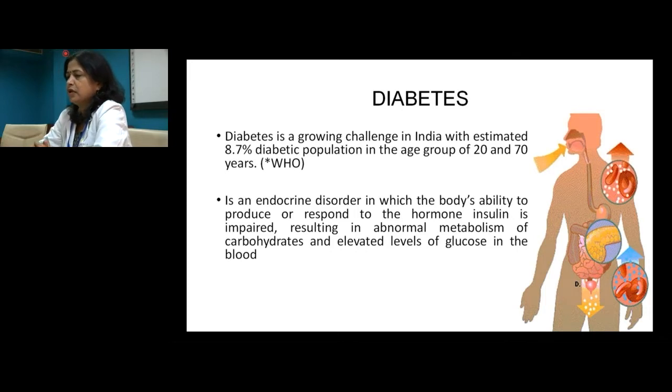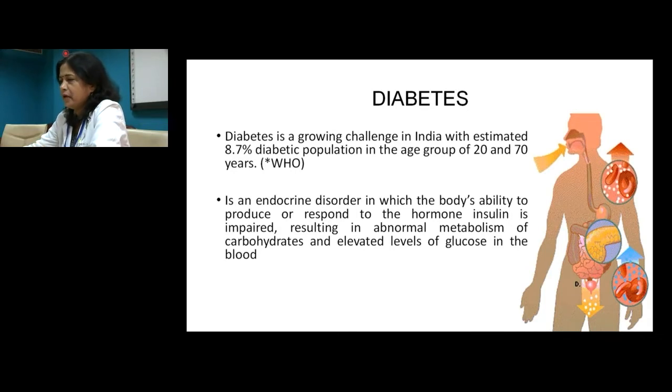According to WHO, diabetes is a growing challenge in India, with an estimated 8.7% diabetic population in the age group of 20 to 70 years adults. It is basically an endocrine disorder in which the body's ability to produce or respond to the hormone insulin is impaired, resulting in abnormal metabolism of carbs and elevated levels of glucose in the blood.